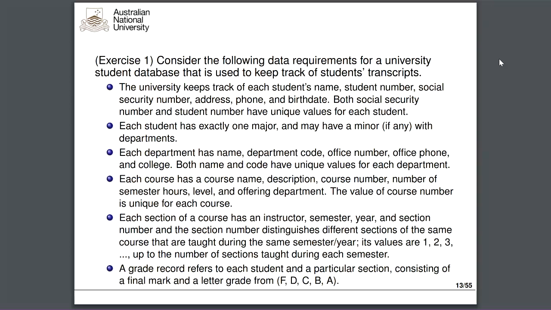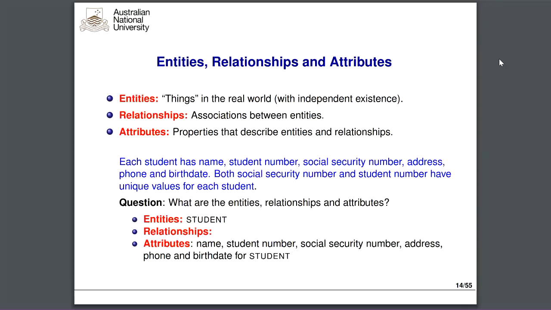about this section. And then finally, a grade record refers to each student and a particular section, and consists of the final mark and the letter grade. That's the whole goal, which is looking into student transcript data management. So this is a bit of analysis, right? Maybe at the very beginning you are given a longer paragraph, and then those are already bulleted, and you can consider this as some sort of analysis of the data. Now we want to identify what the entities, relationships and attributes are, and then start to build this diagram. That's the goal.